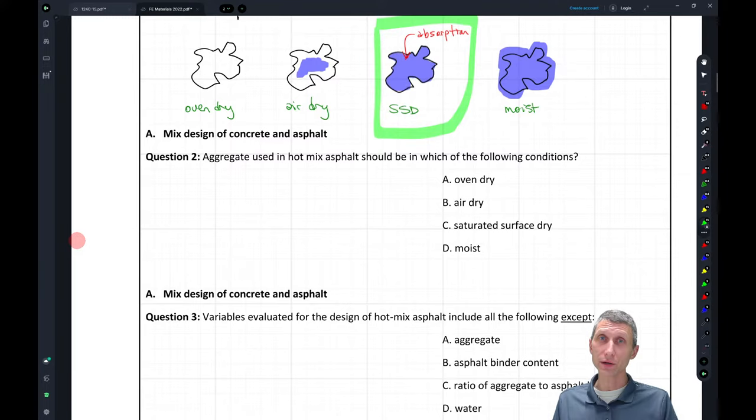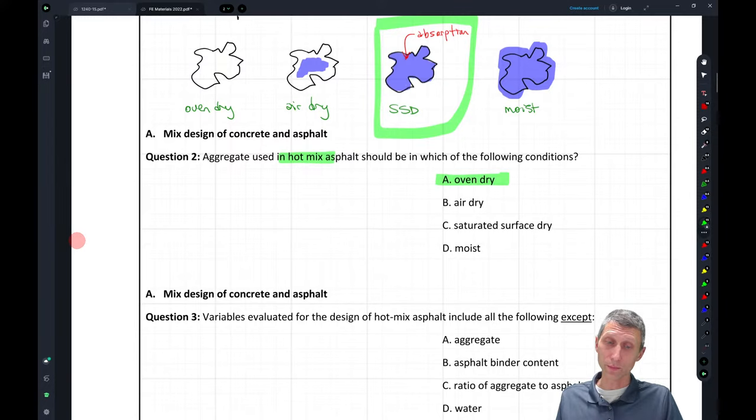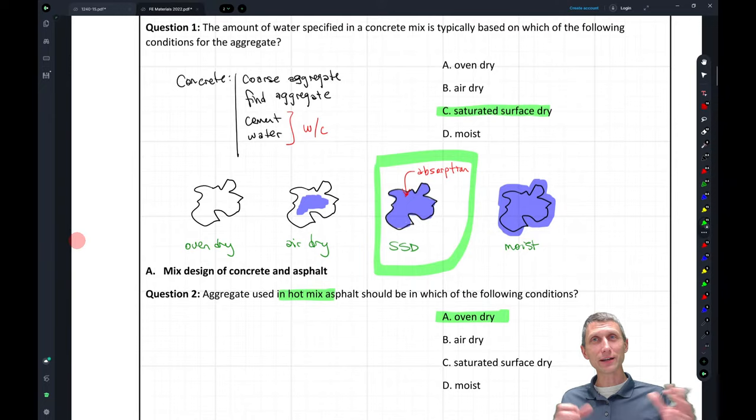If you look up, you can Google this, there are great videos on how to make hot mix asphalt. But the first thing that you do with hot mix asphalt is you heat the stone up, you heat the aggregate up to drive out all the moisture. Why? So it can absorb that asphalt and really bond together, so you get a strong asphalt. So when you're talking about hot mix asphalt here, we want an oven dry condition. We want to drive out all the moisture, because we don't want moisture in that mix. That's going to weaken our mix. So hopefully those couple of questions make a little bit of sense. It's just a starting point, a chance to talk about the conditions of the stone, because the stone is the principal, bulk ingredient that makes up whether it's concrete or hot mix asphalt.